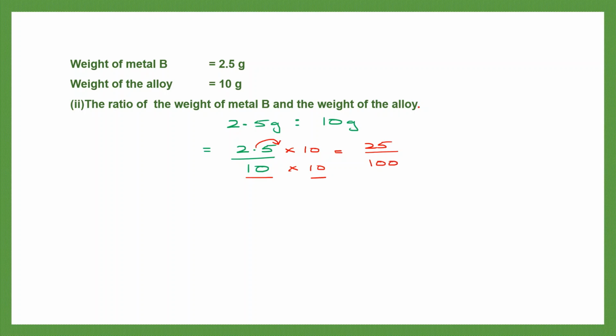25 by 100. Now we can reduce this by dividing both. You can divide by 5 or by 25. So let's divide both by 25. So now what do we get? 25 into 1 is 25 and 25 into 4 is 100. So our fraction is 1 by 4 and our ratio will be 1:4. So the ratio of the weight of metal B and the weight of the alloy is 1:4.